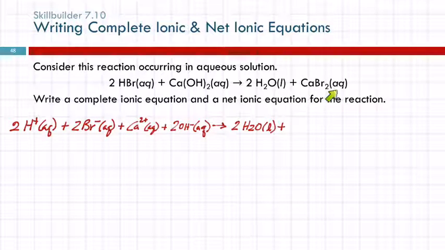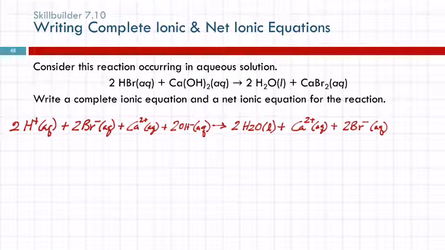This one has the state symbol aq, so I want to separate it into ions. I've got calcium ion, and I've got bromide ion, and there's 2 bromide ions. So calcium. And if you haven't studied chapter 5 yet, you're going to have trouble with this, because you need to be able to write the correct charges and everything. There's my complete ionic equation.